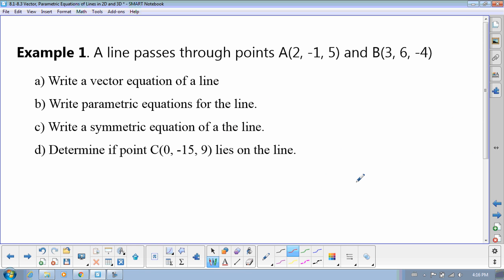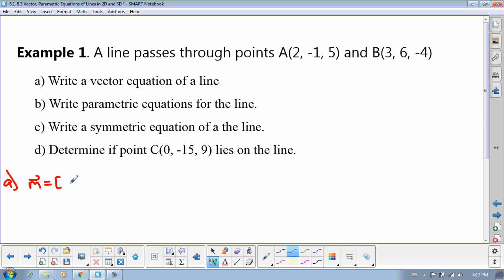All right, so here's a typical question, just like any other example. So in A, you're being asked to write the vector equation of a line. So we need a position vector. I have 2 to choose from. I have A and I have B. What I need, though, is my direction vector. So my direction vector is the difference between those 2 points.